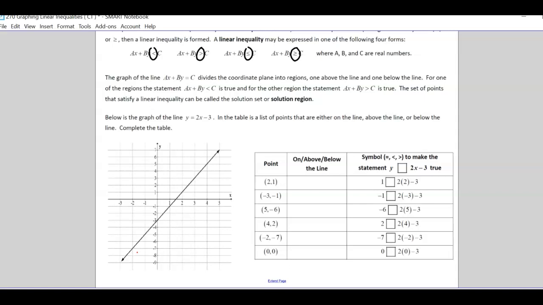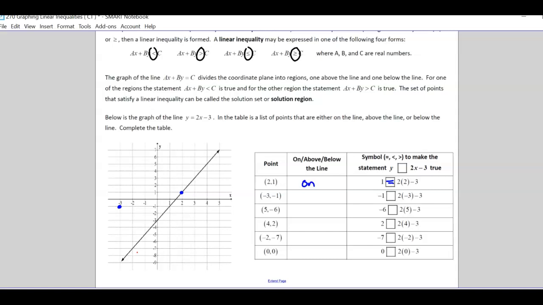So take a look at this graph for y equals 2x minus 3. The point (2, 1) is right there. Is it on, above, or below the line? Well, it's on the line. So when we verify in our statement, when we put 1 in for y and 2 in for x, that's an equal sign. Then the point (-3, -1) is here.